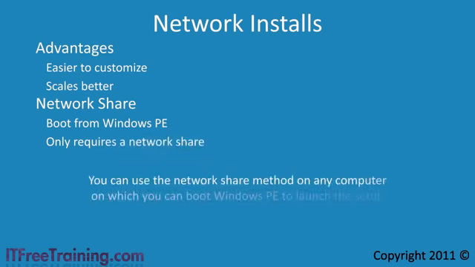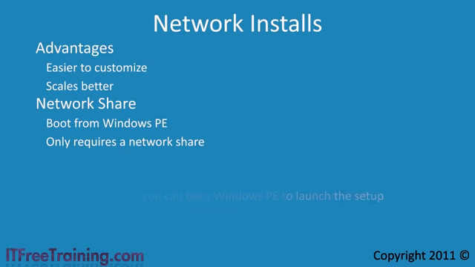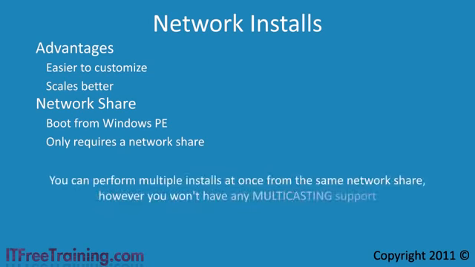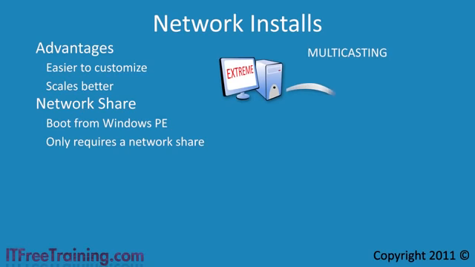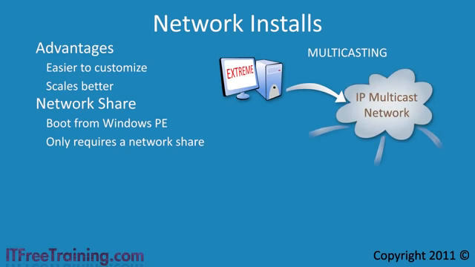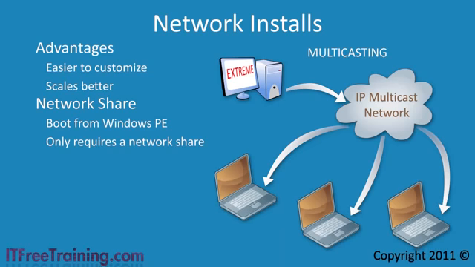You can use the network share method on any computer on which you can boot Windows PE to launch the setup. You can perform multiple installs at once from the same network share. However, you won't have any multicasting support. Multicasting allows the same packet of data to be sent on the network to many different computers.